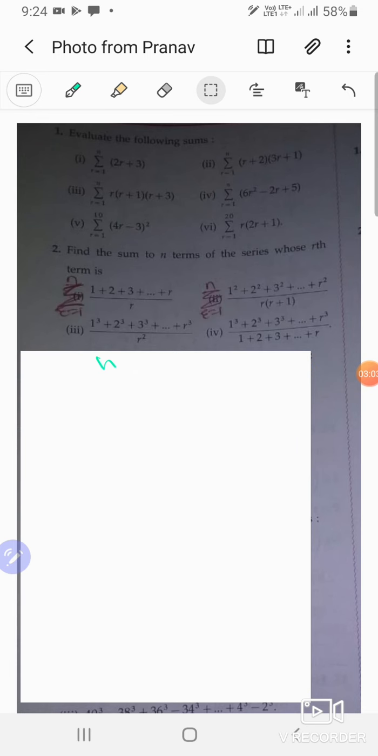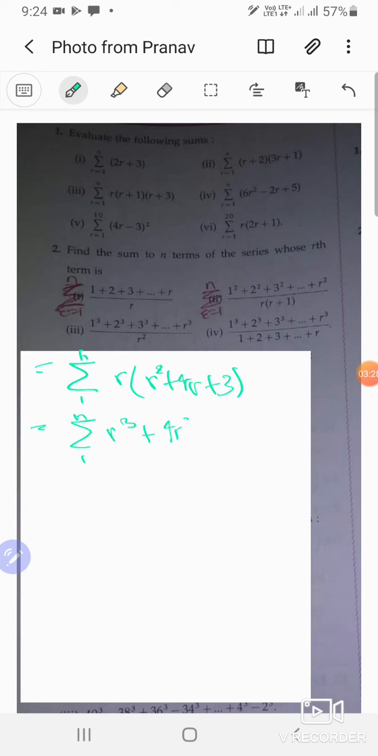Just delete this. Okay, so the next question is summation from r equals 1 to n of r into r plus 1 into r plus 3. Not a big deal, let's just do this. So it's supposed to be summation from 1 to n of, let's expand this. r into r plus 1 into r plus 3, that's supposed to be r times r squared plus 4r plus 3, which is summation from 1 to n of r cubed plus 4r squared plus 3r.